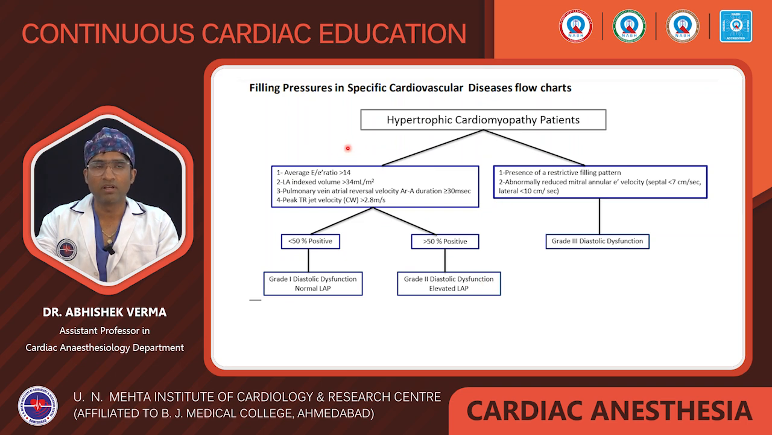And if with all these, a restrictive filling pattern, the E prime is also low, then it is a grade 3 diastolic dysfunction. See here, the criterion is that the A wave atrial reversal duration minus the A mitral inflow duration is more than 30 milliseconds.